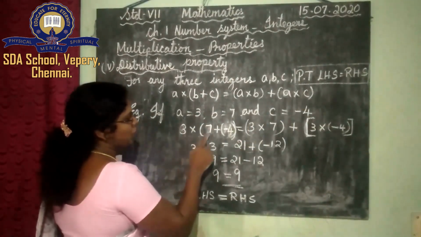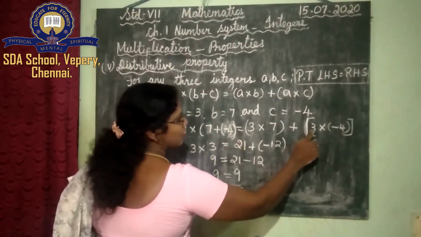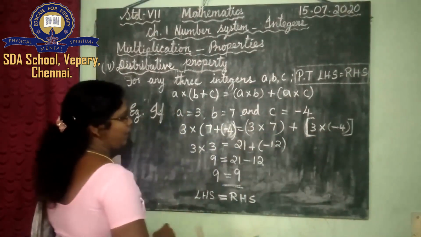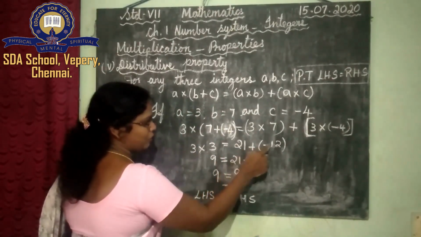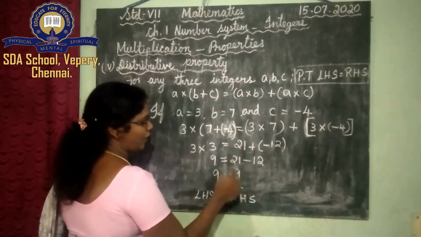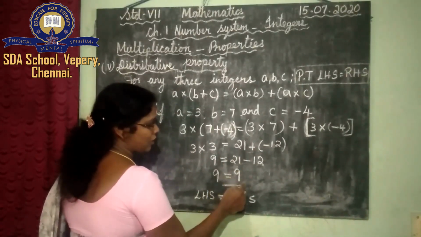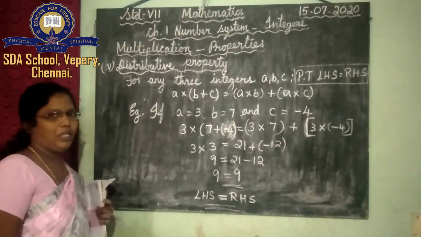So 3 into 7 minus 4 is 3. 3 sevens are 21. 3 into minus 4 is minus 12. 3 threes are 9. 21 I am keeping as it is. Plus into minus, minus, minus 12. 21 minus 12 is 9, where LH is also 9, RH is also 9. Now we have solved the distributive property.